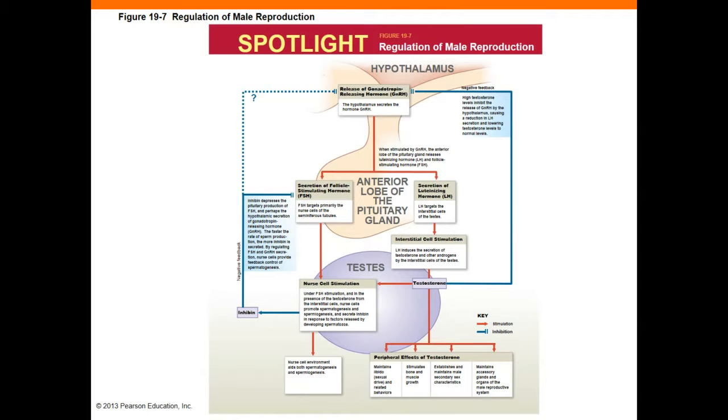And the faster the rate of sperm production, the more inhibin is secreted. So we also have something called inhibin, and it is secreted in response to sperm production. High rates of sperm production lead to the production of inhibin, which also feeds back to the hypothalamus. That tells it to slow down the release of GnRH, FSH, and therefore LH.